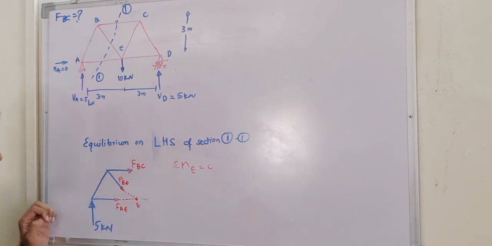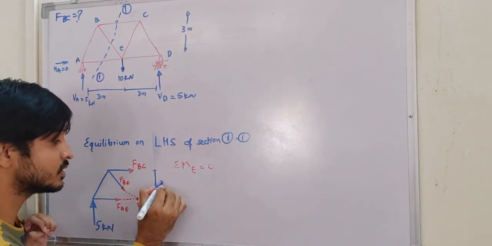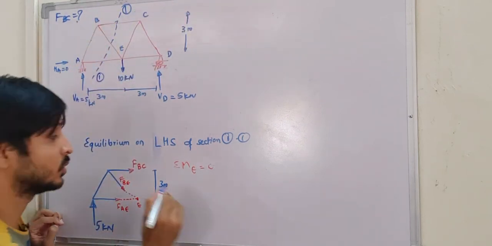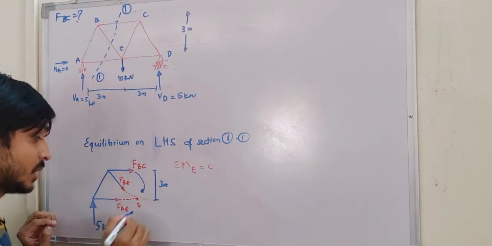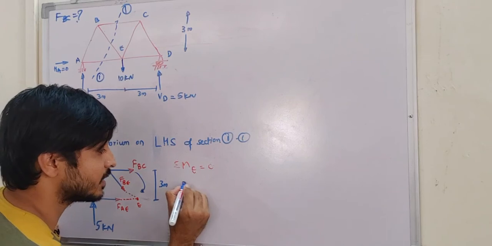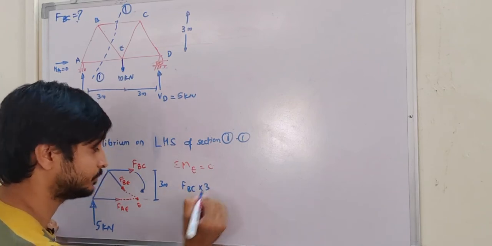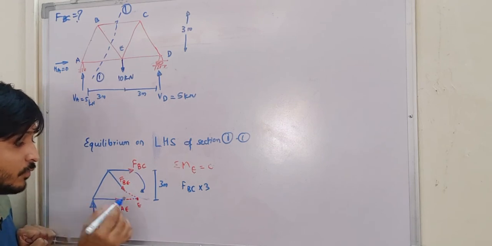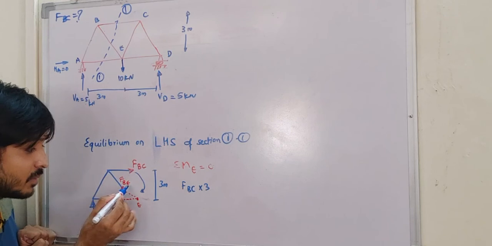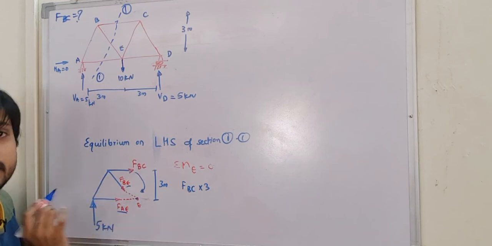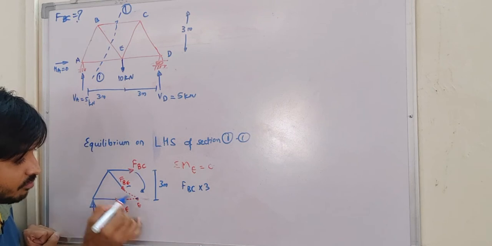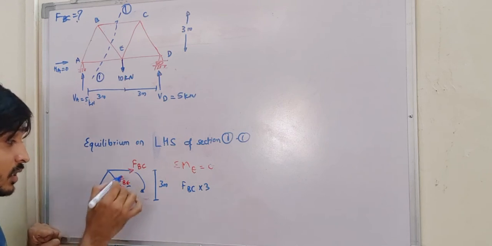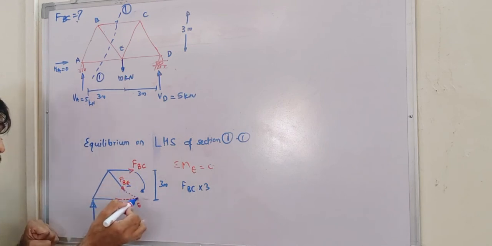What we get is FBC into this distance. This distance is how much? 3 meter, it is given here. BC to this AE, it is 3 meter. This will create which direction moment about this point E? Clockwise. So that is FBC into 3 meter. And these two forces are meeting at the same point, therefore the moment generated by these two forces about point E is 0. FBE is meeting at point E only, and FAE is also meeting at point E only. So the moment generated by these two forces about the point E is 0, right?